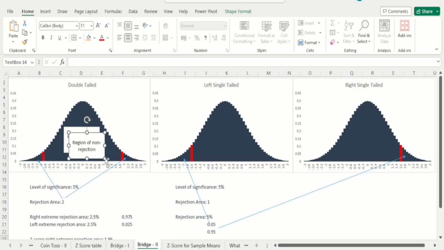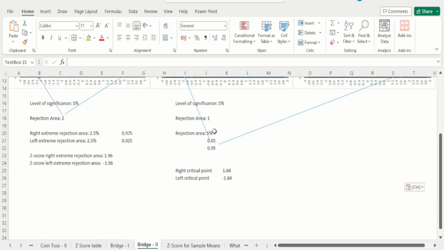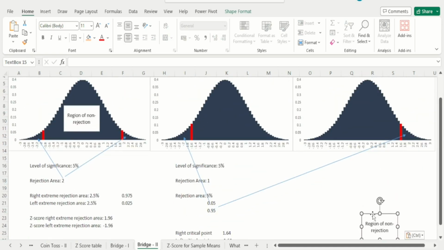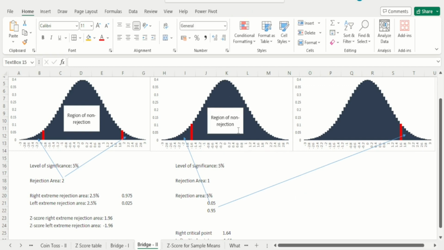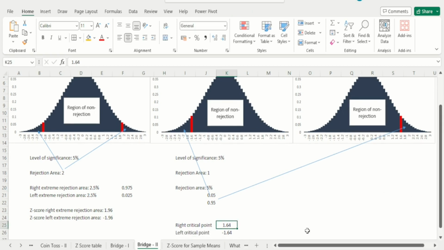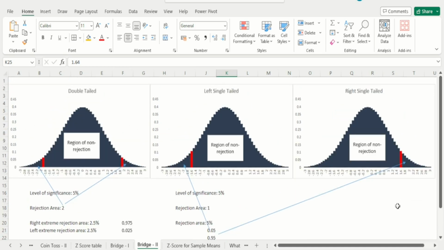So again, this is the area that we're talking about. Let me just take this and paste it. So this is the region of non-rejection. Okay. Similarly, if you're dealing with a right tail test and your z-score turns out to be less than 1.64, less than the right critical point, then we'll say that we fail to reject the null again, and this is going to be the region of non-rejection for us, right?